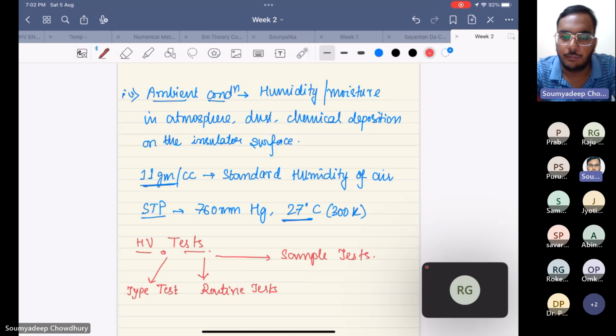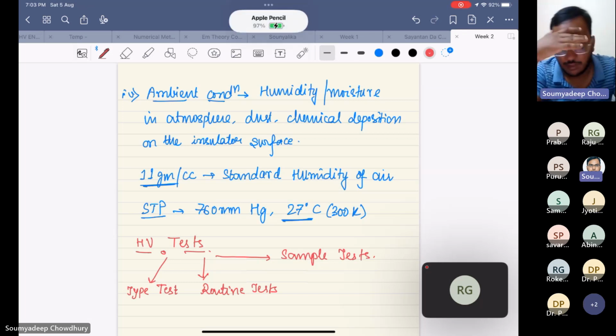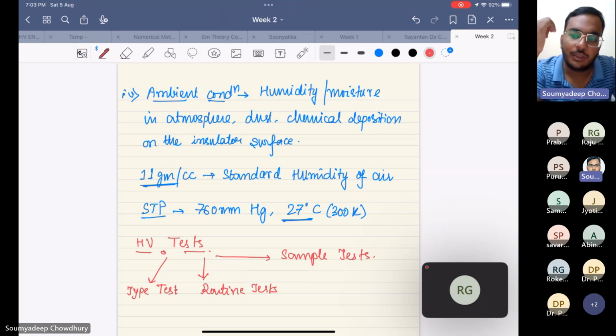There are some other special tests also which don't fall in this category of type test, sample test, and routine test. And one such test which I want to talk about is the accelerated aging test or the pollution test. So what is an accelerated aging test? The age of this power equipment is very important, because we want to see how many years this equipment will be able to perform in service.